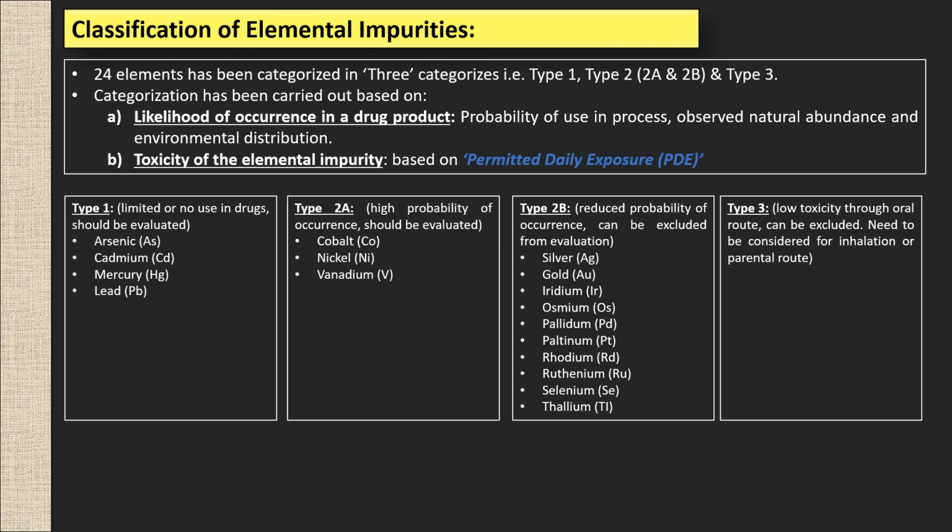And finally type 3. They have low toxicity through the oral route and can be excluded for oral medication, but need to be considered for the inhalation or parenteral route. They include barium, chromium, copper, lithium, molybdenum, antimony and tin.